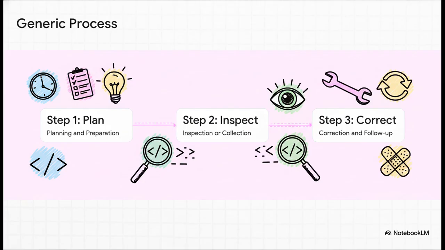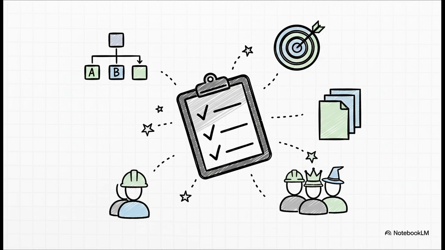First, you plan and prepare the work. Then, you actually do the inspection and collect your findings. And finally, you correct the issues and follow up to make sure they're fixed. Plan, inspect, correct. It's a simple but incredibly powerful cycle. Now, that first step, planning and preparation, is absolutely critical. You just can't skip it.